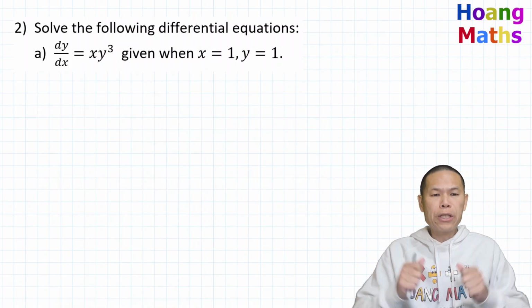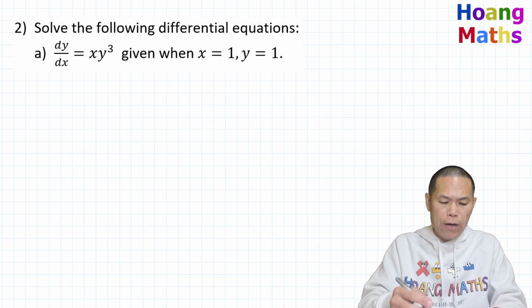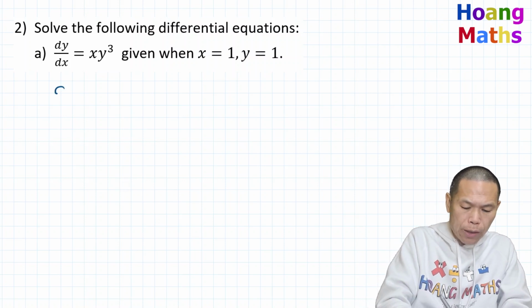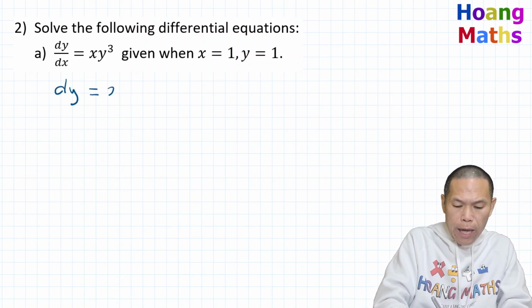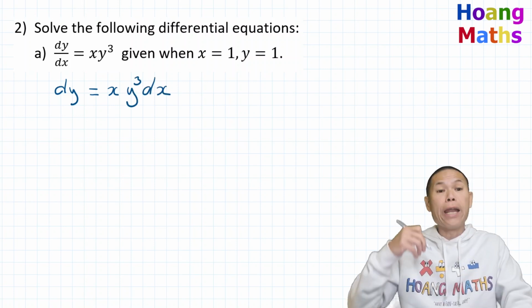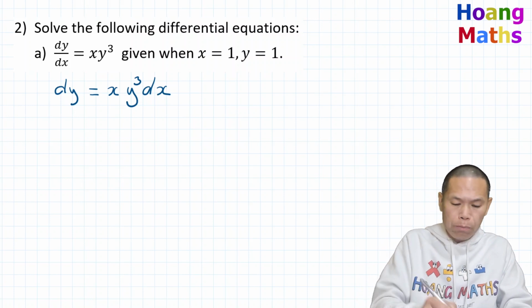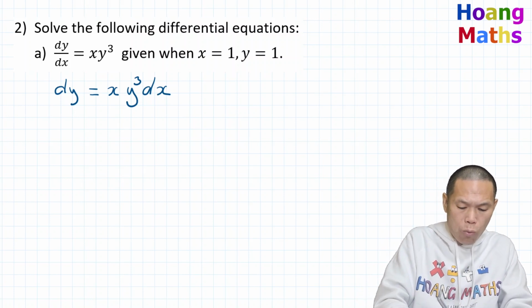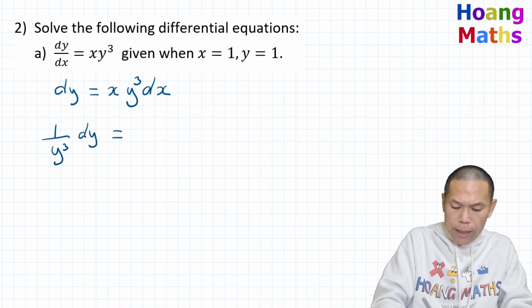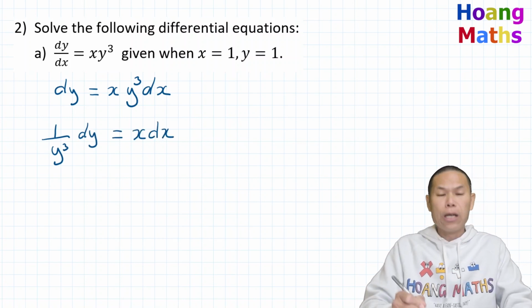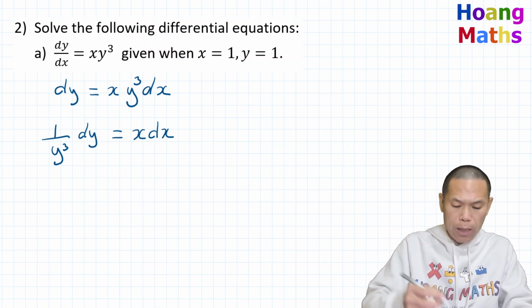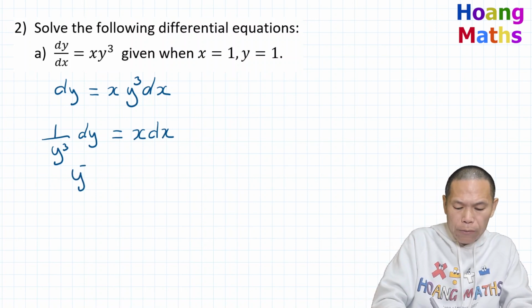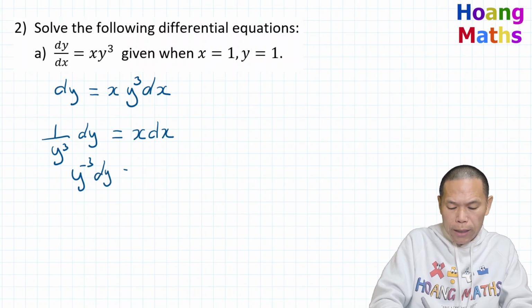So first of all, let me multiply the dx on both sides. So this becomes dy is x y to the power 3 dx. And I divide by y to the power 3 on both sides. So that will give me 1 over y to the power 3 dy is x dx. So we bring the y power 3 up, so it becomes y to the power negative 3 dy is x dx.